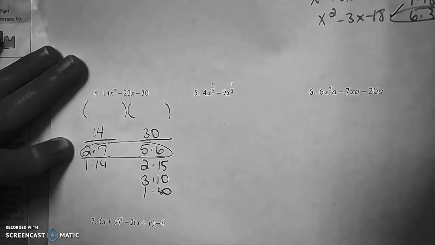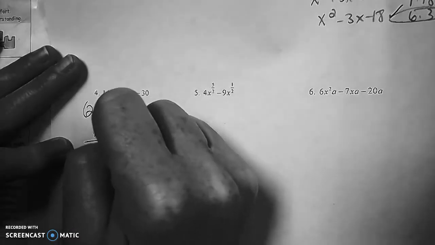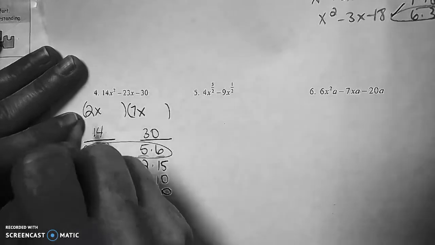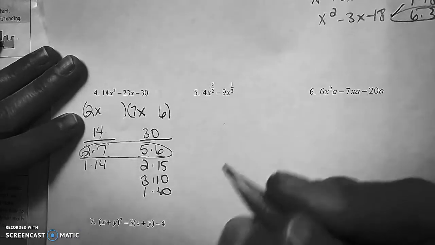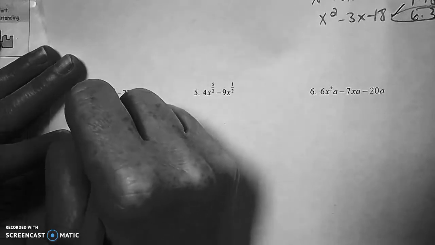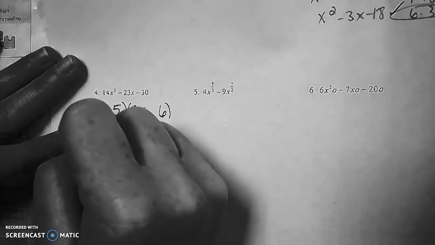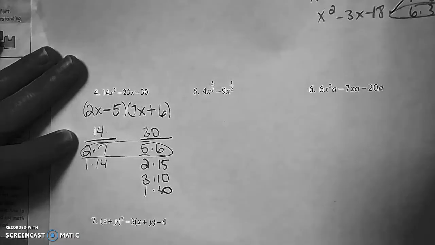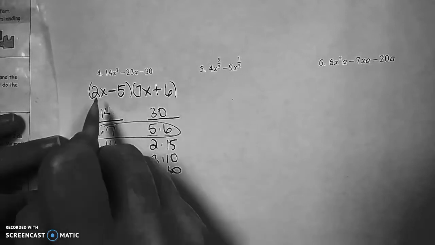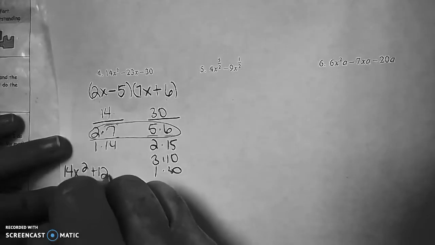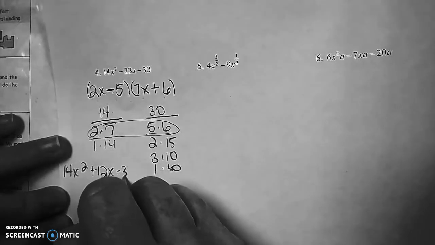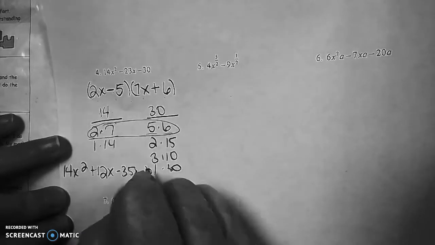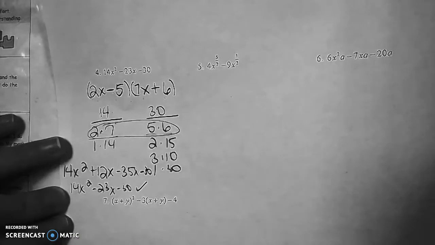And yes, I can. We'll need a 2x and a 7x. We multiplied the 2 by the 6 and the 7 by 5. To get a negative 23, I need the negative 35 and a positive 12. So let's double check. 2x times 7x is 14x squared. 2x times 6, 12x. Negative 35x and negative 30. And then I put my like terms together, and I do get what I needed.